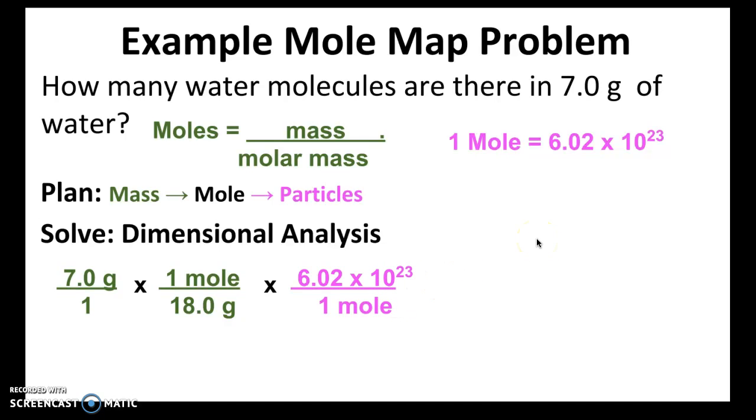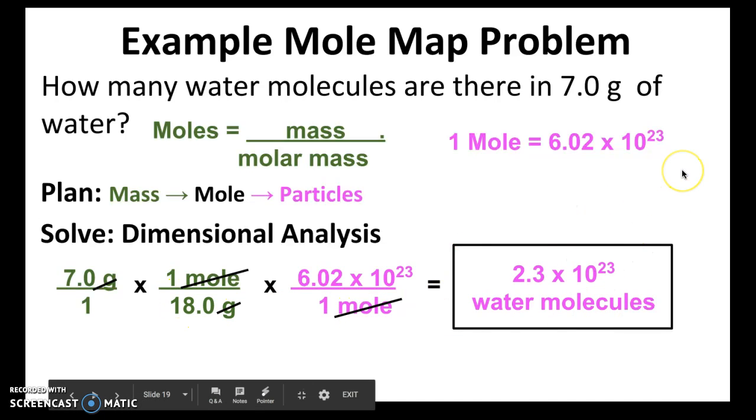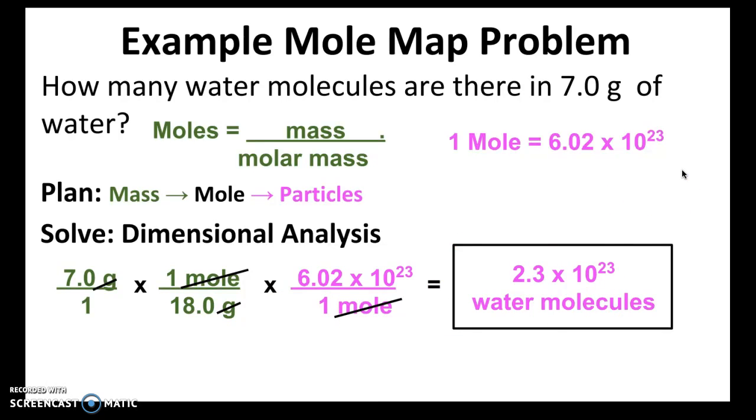Okay, so let's just see here how the units cancel. First, we're going to cancel out our grams. Since they're opposites, they'll cancel out. And now we're going to cancel out our moles. Since they're opposite, they'll cancel out. And this will leave us with some math to do. So we can multiply 7 by 6.02 times 10 to the 23 and divide everything by 18. And then that will give us the number of water molecules. So we should get the same answer as we did before, no matter what method we use.